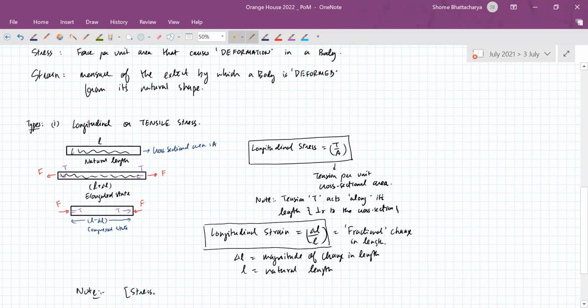Stress is always defined in such a way that it has dimension of force per unit area, and stress is measured in newtons per meter square, and strain is always measured in such a way that it is dimensionless or unitless.